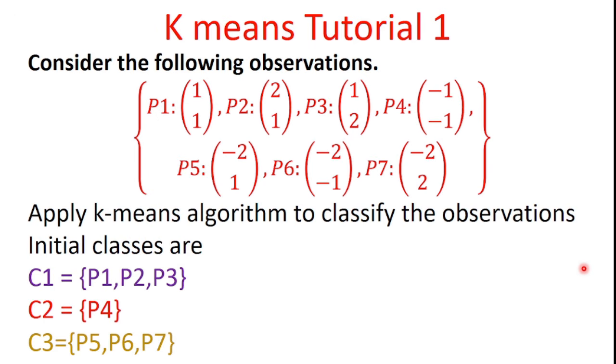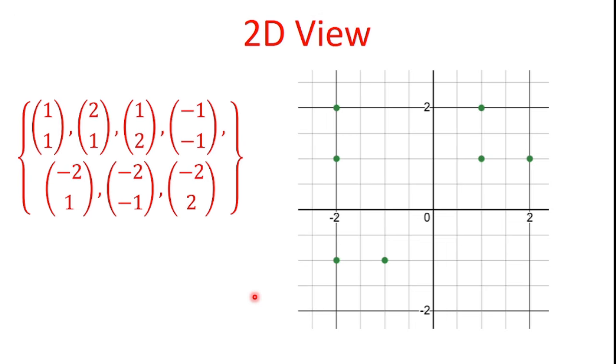In this case, I have considered 7 data points, namely P1 to P7, and initially I have grouped them into 3 clusters. The clusters are C1, C2, C3 respectively. The data points in C1 are P1, P2, P3, and the data point in C2 is P4, and C3 is P5, P6, and P7.